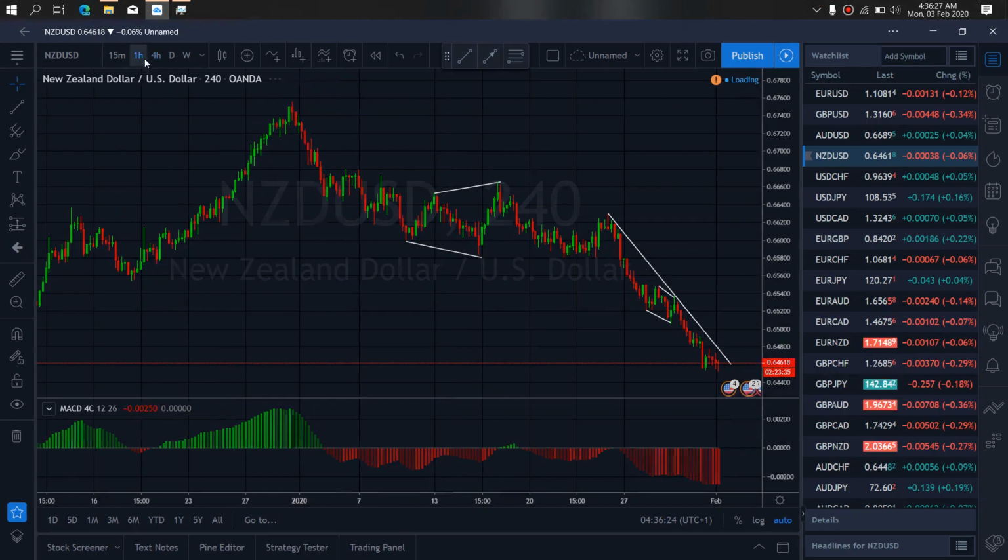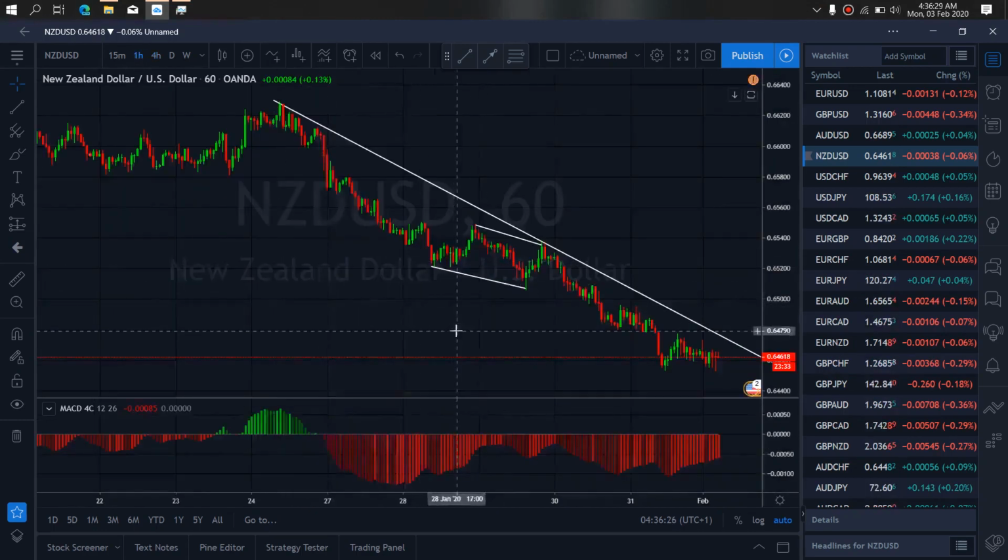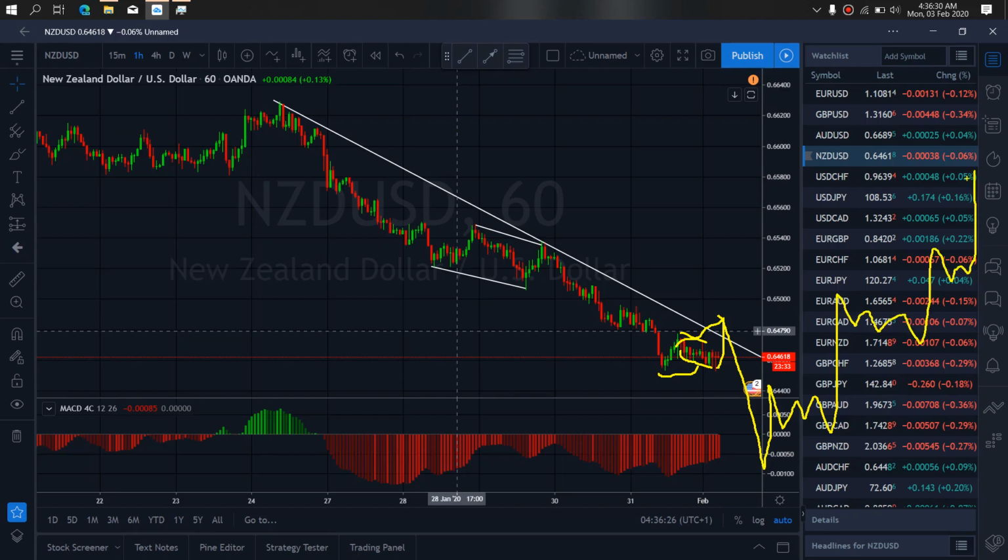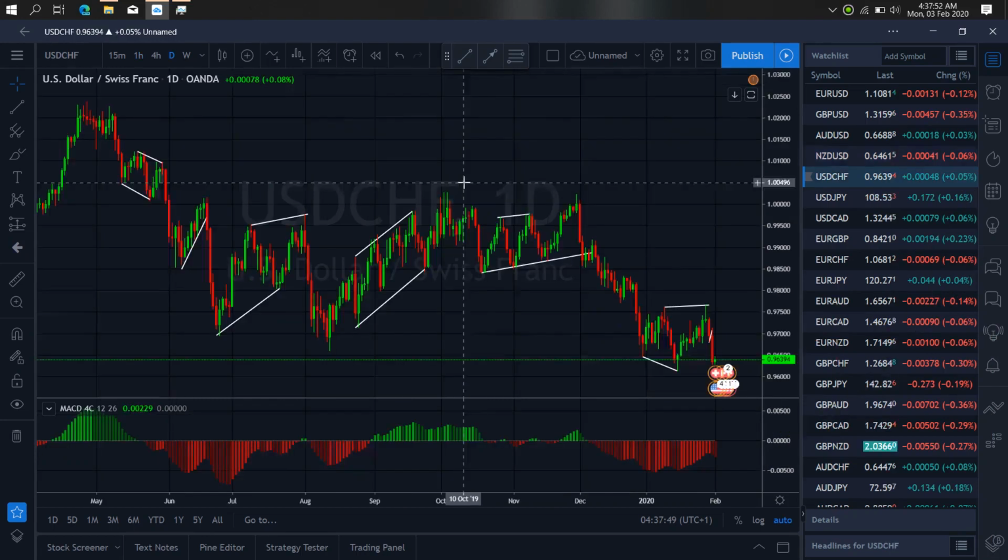So if we zoom to the 1 hour time frame, we want to watch this correction. They are correcting down here. We expect them to spike up, complete this flat, and then give us a drop down before the bigger up momentum starts to the upside on New Zealand Dollar. This is what I want to watch out for this week.